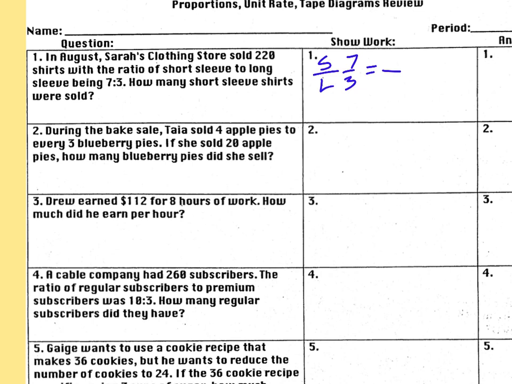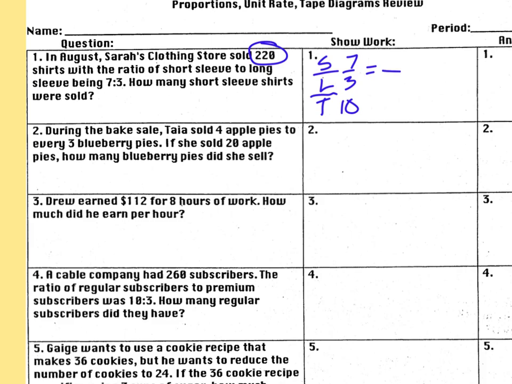But this is where it gets a little bit confusing sometimes. Is this short or long? It's neither, is it? It's a total. So we have to always take into consideration that sometimes it asks for a total. So the total would be 10.